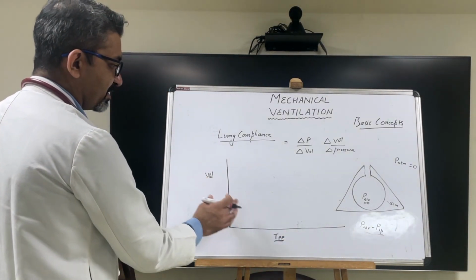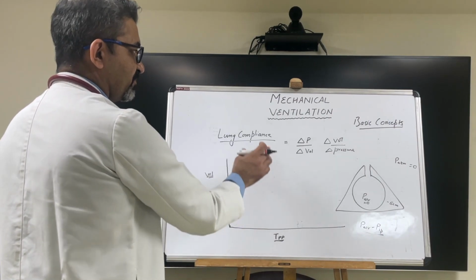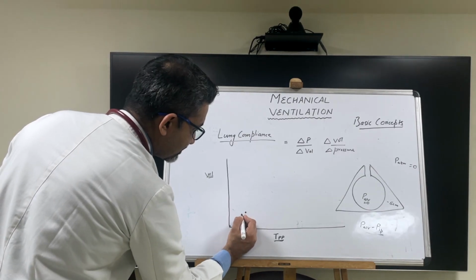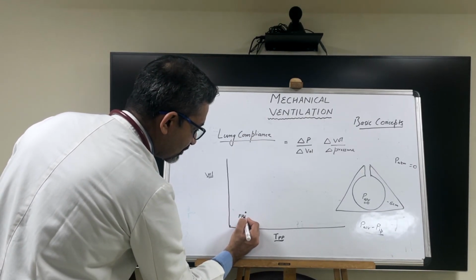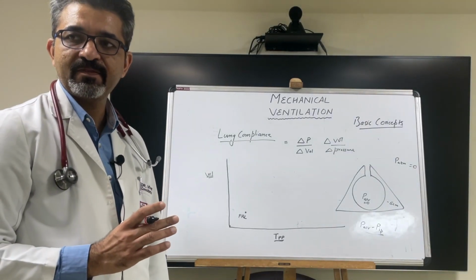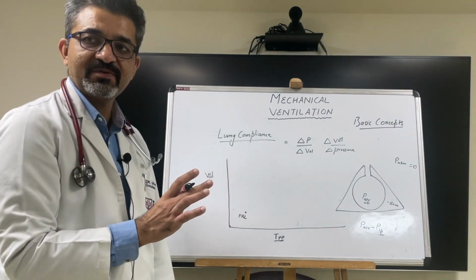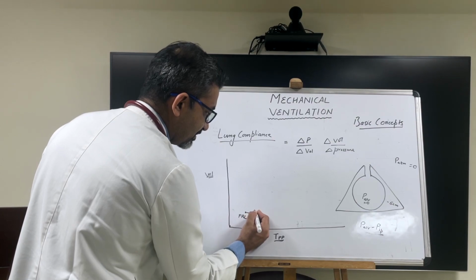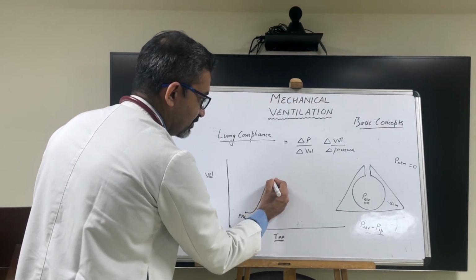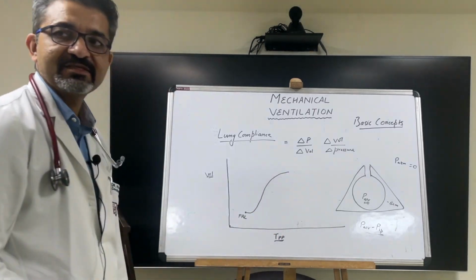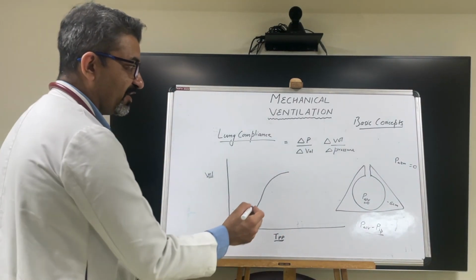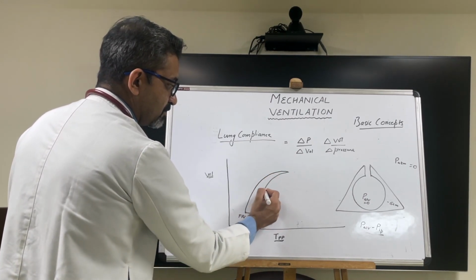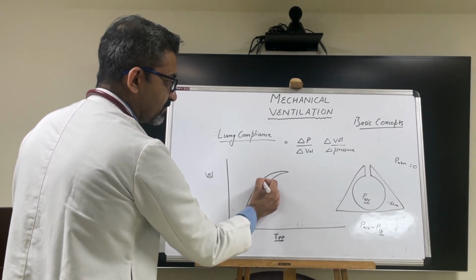So if you plot a graph of volume versus transpulmonary pressure, we can get lung compliance. Just imagine that you have this point as functional residual capacity. This is an equilibrium point, so no gas exchange is taking place. Now the diaphragm contracts, so there is an increase in transpulmonary pressure and the lung volume increases. Then you have passive expiration, so it goes down like this. So this is inspiration, this is expiration.